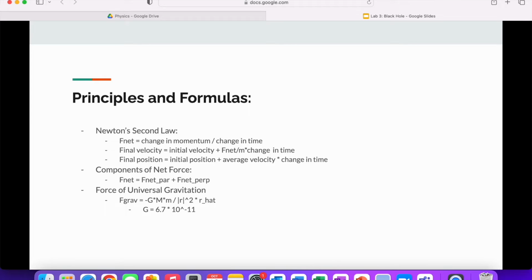So, more on these principles and formulas. Newton's second law is defined as F net is equal to the change in momentum over the change in time, which you can use to find the velocity update formula, which is below, and then finally the position update formula. Another key aspect is the components of net force. The parallel and perpendicular components added together equal the total net force. And finally, the formula for the universal force of gravitation is negative G, which is 6.7 times 10 to the negative 11th, times the mass of one object times the mass of the second object, divided by the magnitude of the distance between the objects squared, times the unit vector of the distance between the objects.